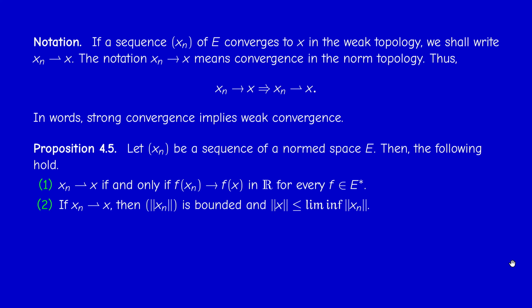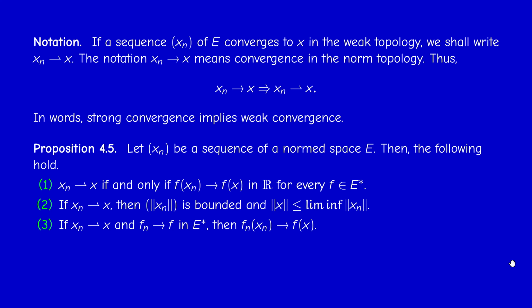The second property is that a weakly convergent sequence is bounded. We know that for strongly convergent sequences, but the result is true here too. So a weakly convergent sequence is bounded, and the norm of the limit is less than or equal to the lim_inf of the norm of Xn. And here I use lim_inf because it's not necessarily true that the norm of Xn is convergent. It's possible that Xn converges weakly to X, but the norm of Xn does not converge. So this is why I took the lim_inf.